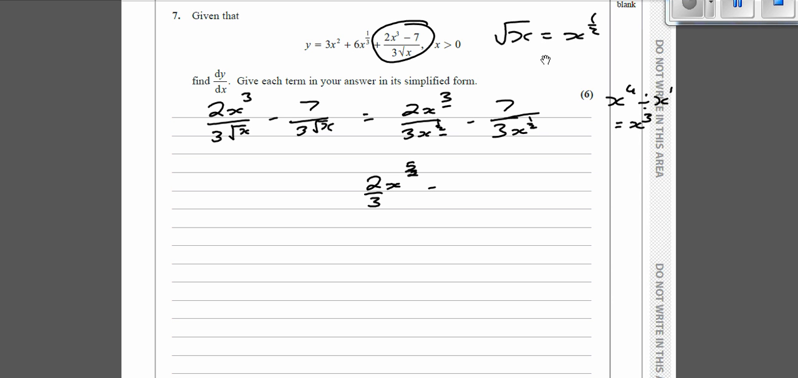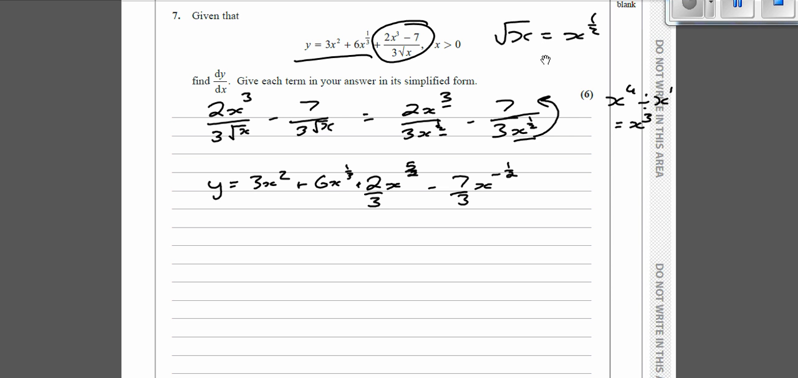as 5 over 2. This one, there's nothing on the top, so we're just going to bring that up and make it negative. So that's going to be 7 over 3 x to the power of minus 1/2. And then we'll just bring these bits down as well. So we've got y equals 3x squared plus 6x to the power of a third plus 2 thirds x to 5 over 2 minus 7 over 3 x to the power of minus 1/2.